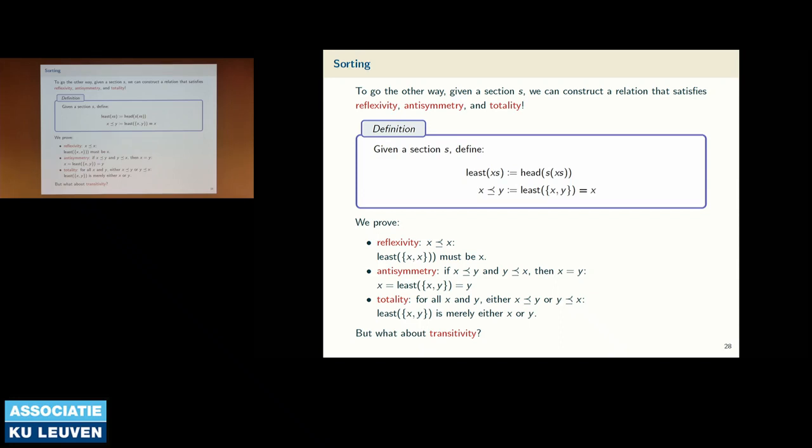So first, we define what a least element is. This element of xs would be first applying the section s to xs, and then we just take the first element out of the resulting list. And we construct our relation. So we say x is less than or equal to y if the least element of xy is equal to x. And we can trivially prove reflexivity and antisymmetry and totality. But what about transitivity?